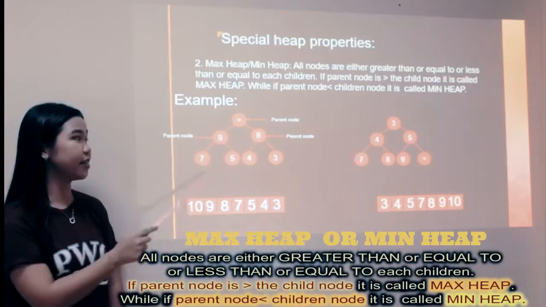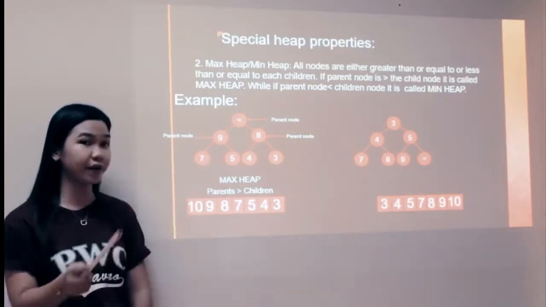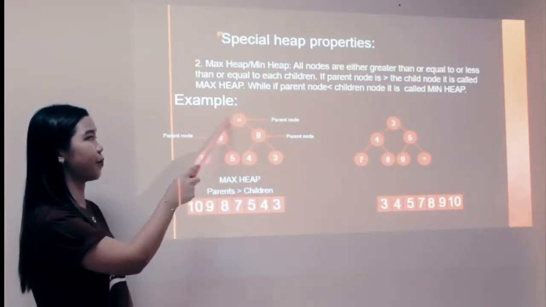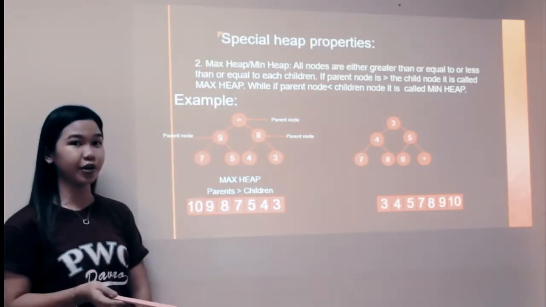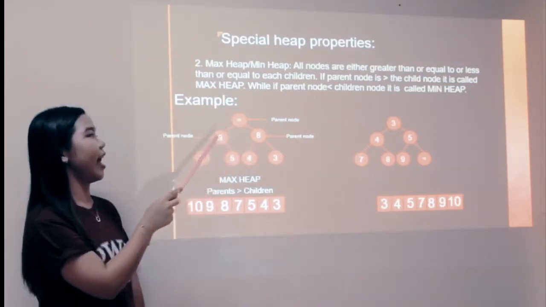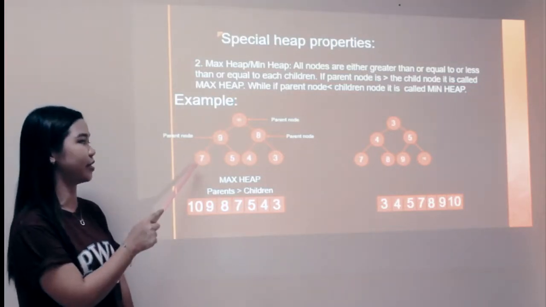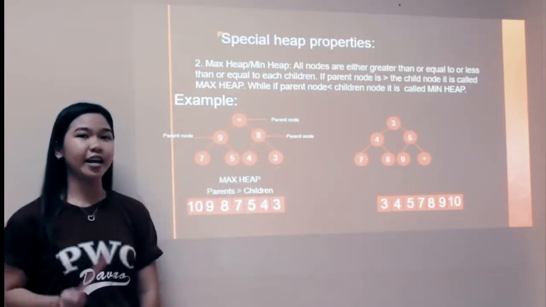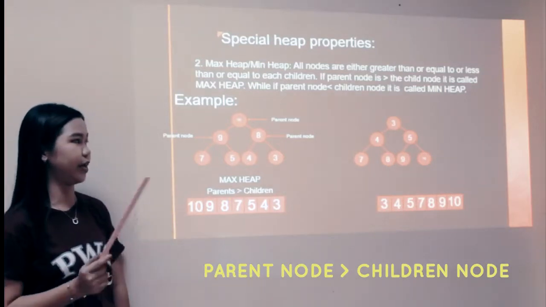And again, if it is a max heap, the rule is that the parent node should always be greater than the children nodes. If this is your parent node, this is correct because 10 is greater than its children nodes, which are 9 and 8. And this is also correct because 9 is greater than its children nodes, which are 7 and 5, and 8 is greater than 4 and 3. Again, in a max heap, all parent nodes should be greater than their children nodes.